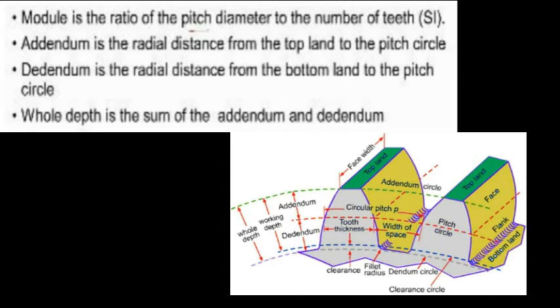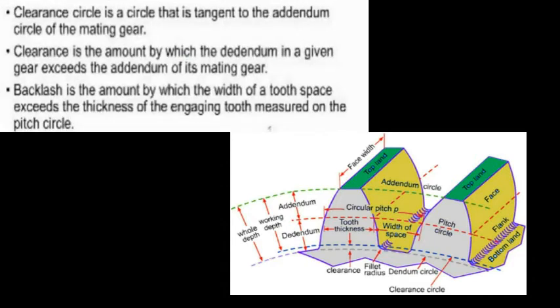Okay, then we have addendum, which is the radial distance from the top land to the pitch circle, and the dedendum is the radial distance from the bottom land to the pitch circle. The whole depth is the sum of addendum and dedendum. So the depth of the tooth profile, that means depth of tooth.